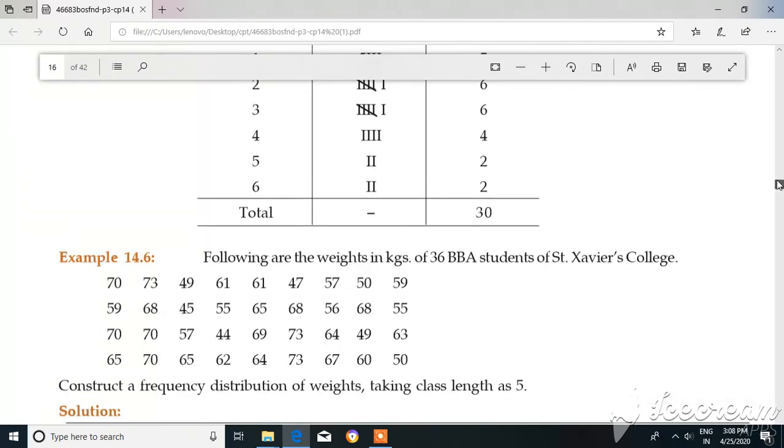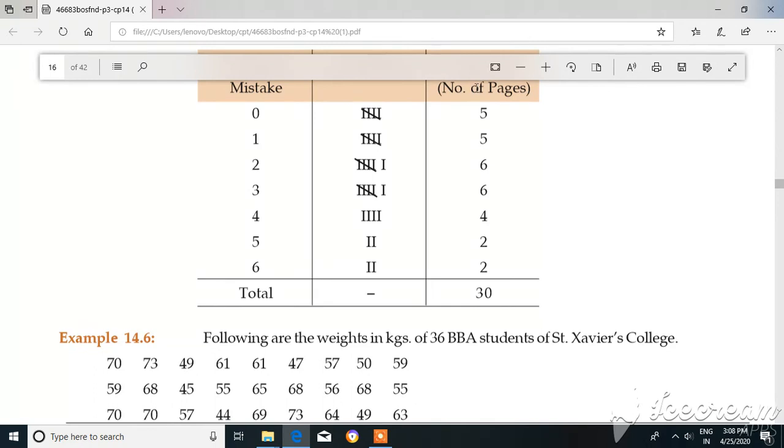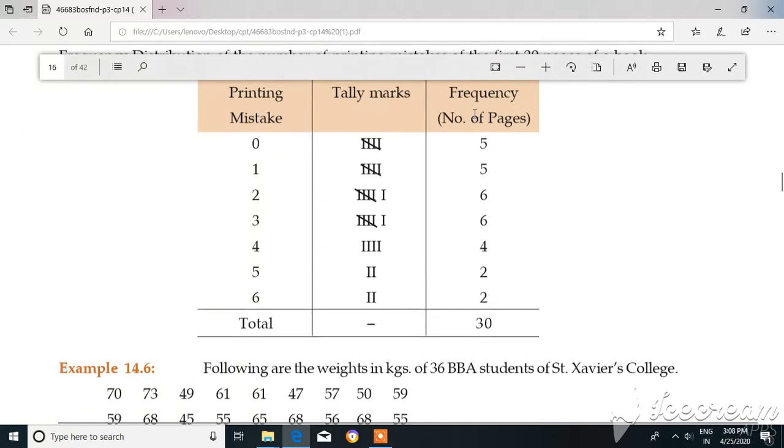So they have given us data of how many pages? 30 pages. Here we have those tally marks. By using these tally marks I can write the corresponding frequencies, and finally I will get the total frequency as 30. If you are not getting 30, you have made a mistake somewhere. So this is the representation of your individual data.